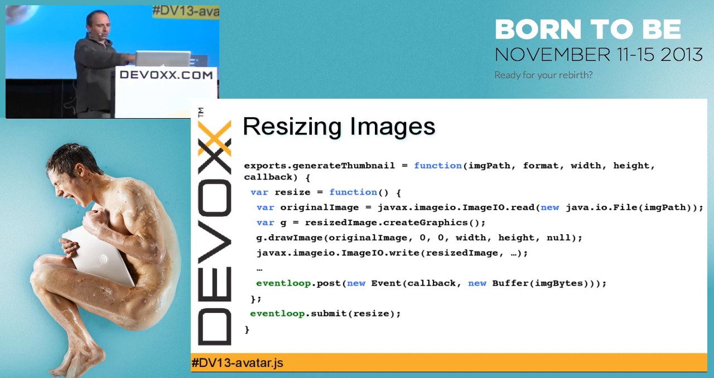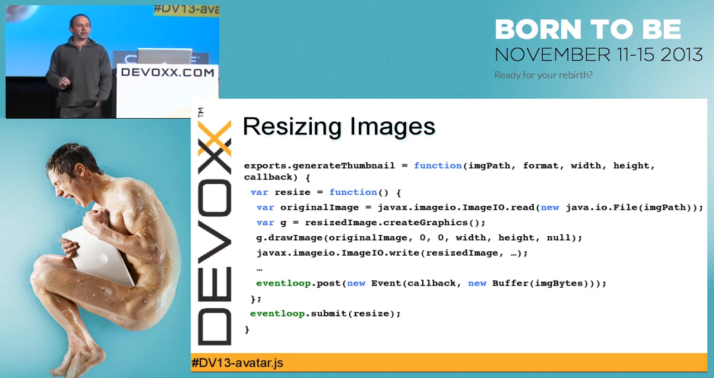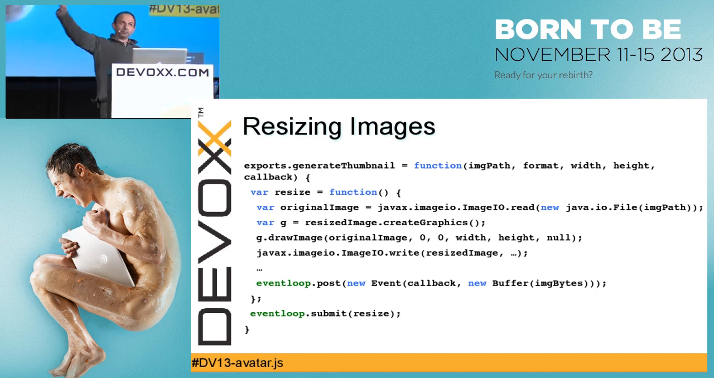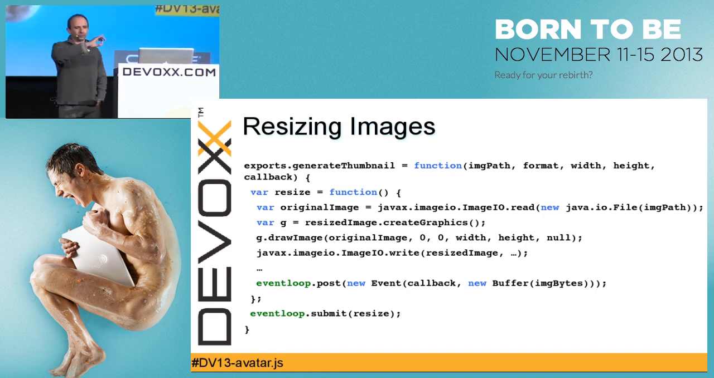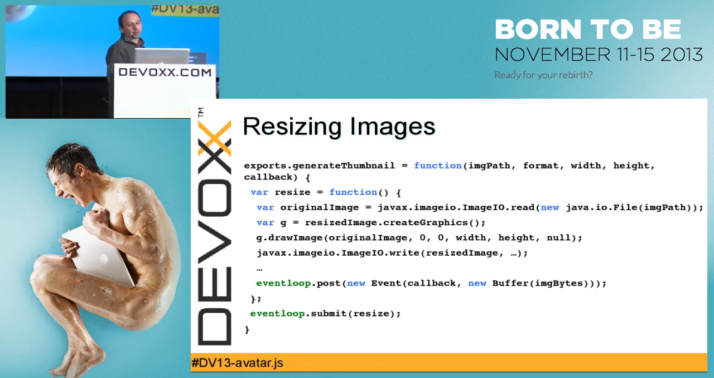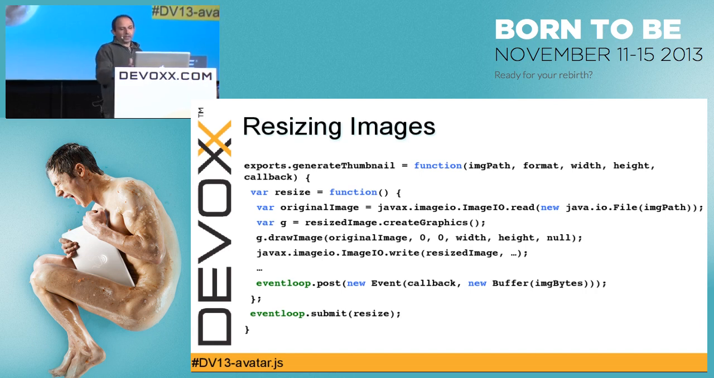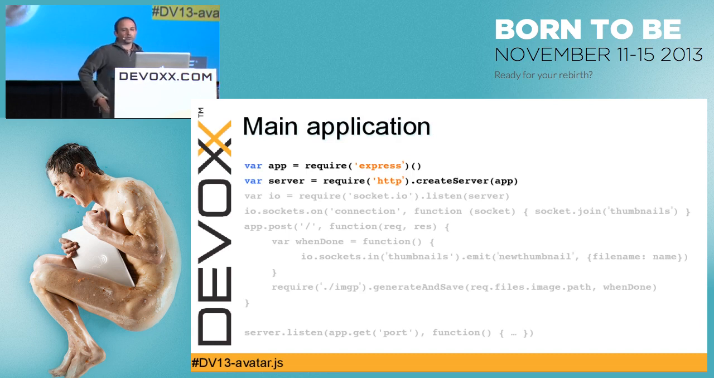I will not comment on the IO API either, but at the end you can see that we are posting an event providing the callback that has been passed as parameter that we want to see executed in the main thread, and some parameters that will be passed to this callback. In this example, a buffer that is a node structure filled with the content of the image. Event loop submit: resize executed in background.